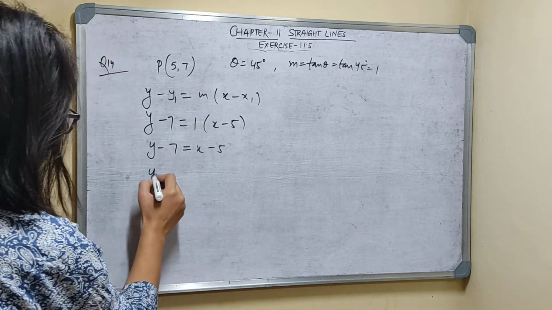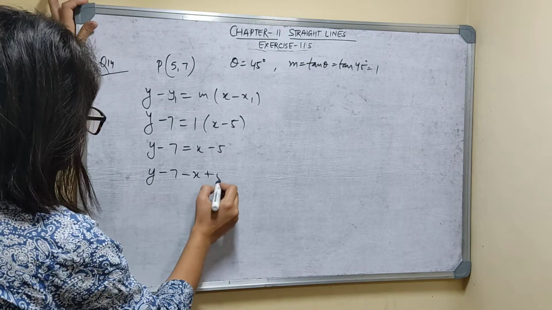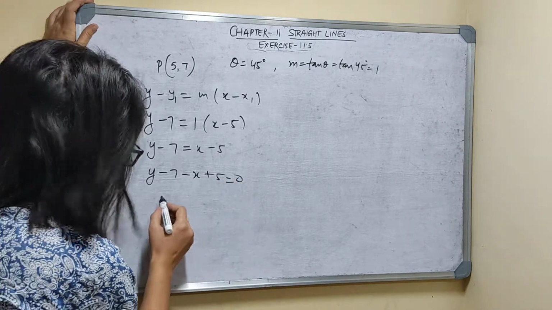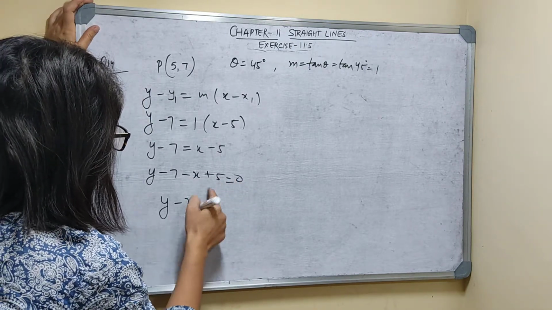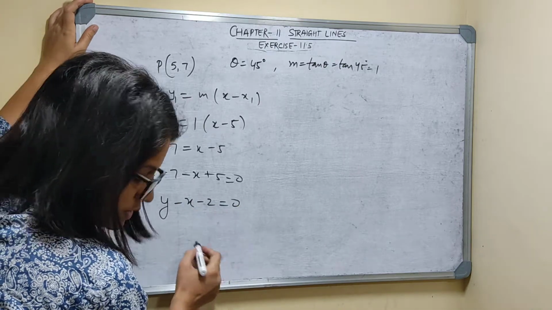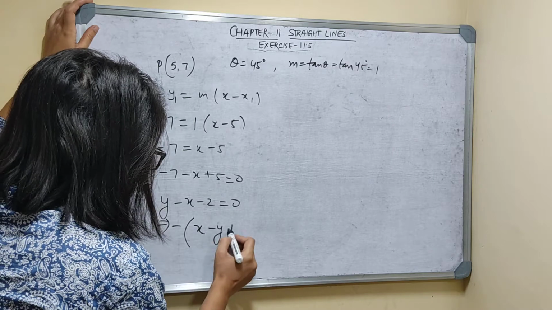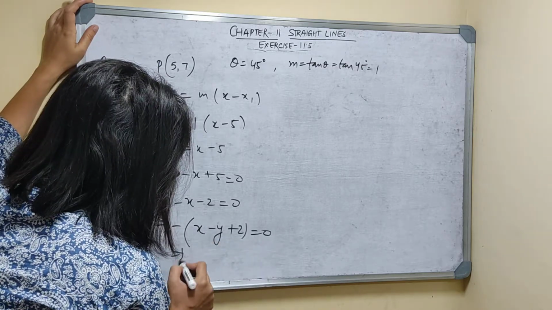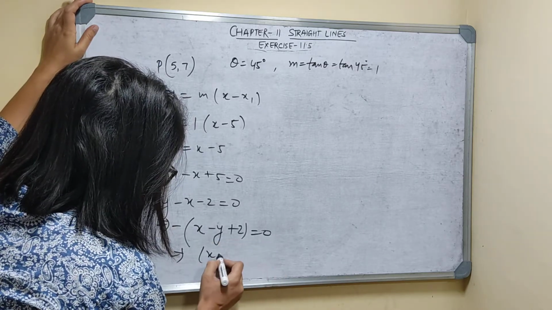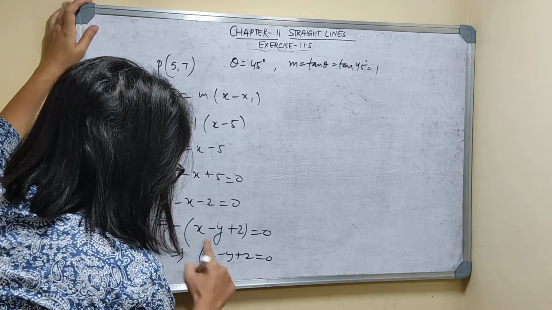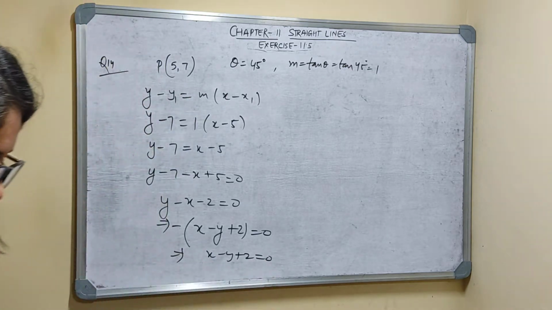Or I can write y minus 7 minus x plus 5 is equal to 0. Or y minus x minus 7 plus 5, that is minus 2, is equal to 0. Or I can write minus common, so x minus y plus 2 is equal to 0. So x minus y plus 2 is equal to 0.